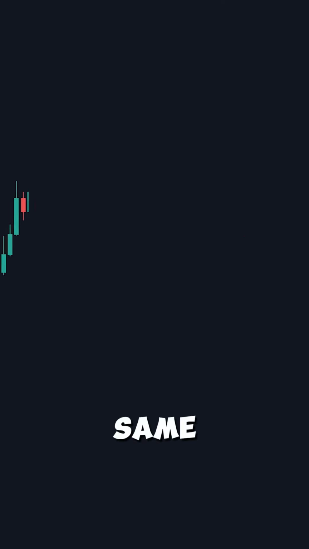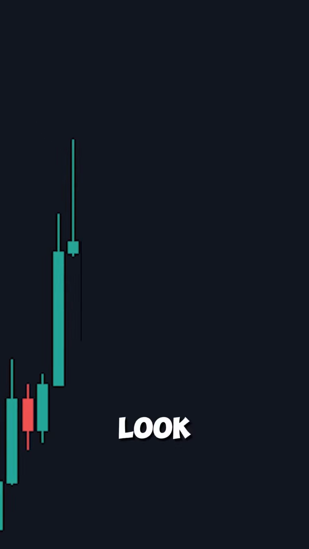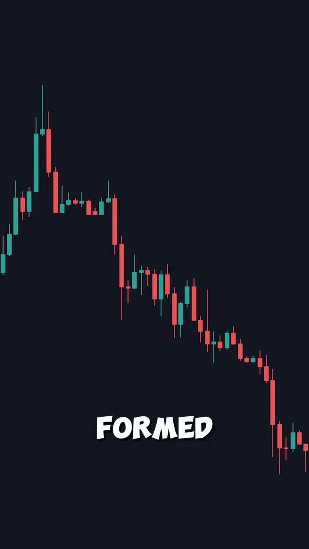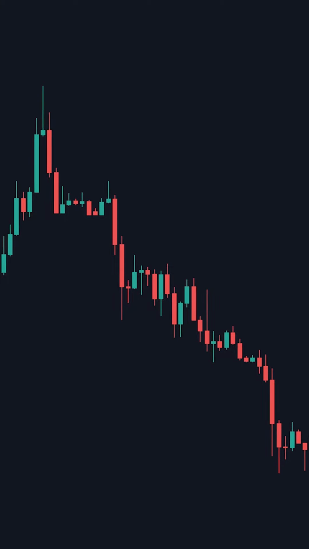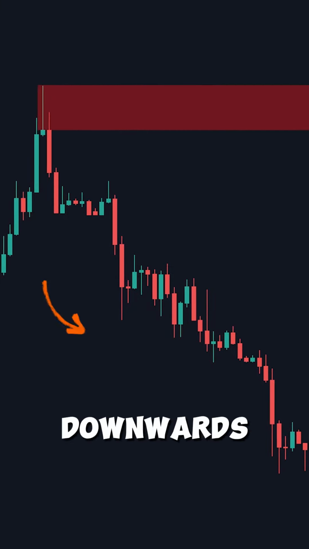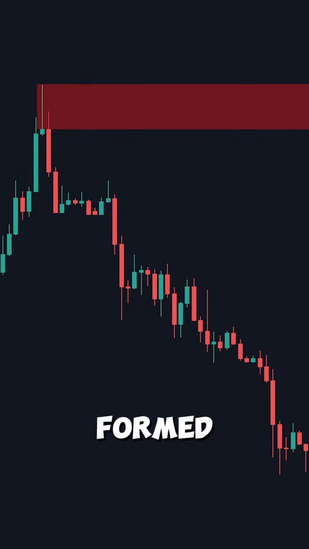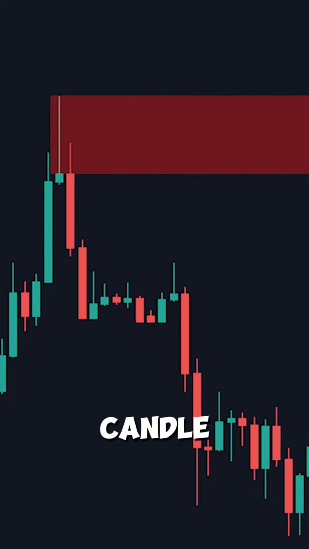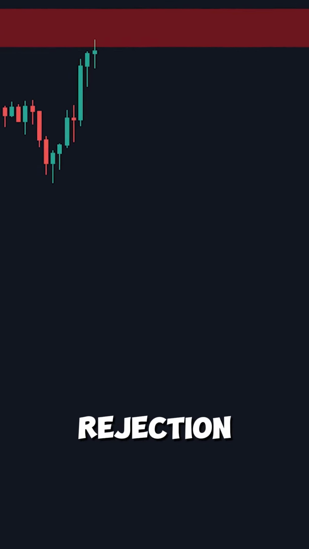You can do the same exact thing with shorts. Look for a bearish rejection block by finding a swing high that is formed with a long wick. You then want to see a strong downwards move after the candle has been formed. Mark this area from the wick's high to the body of the candle. This is our bearish rejection block.